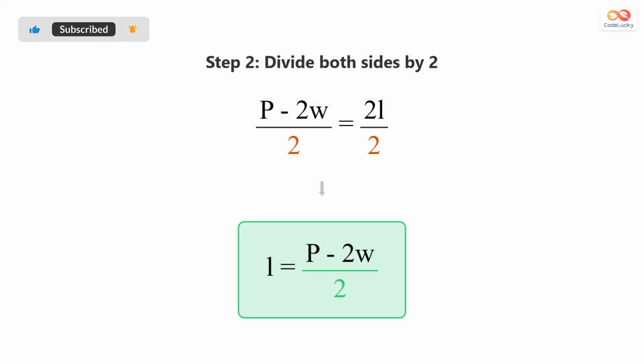Now we have 2 times L. To isolate L, we divide everything by 2. So, L equals the quantity P minus 2W, all divided by 2.